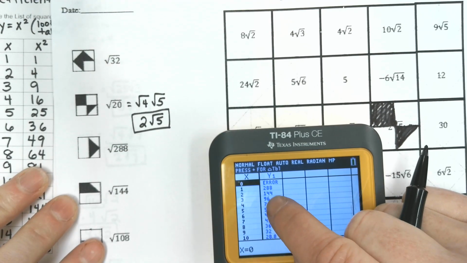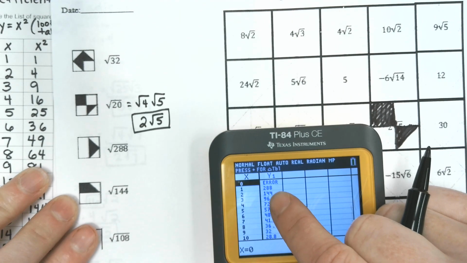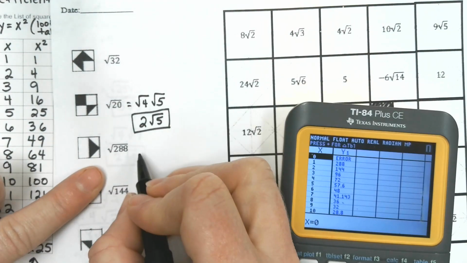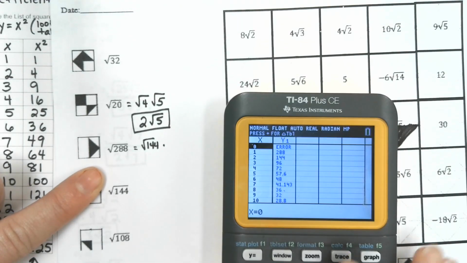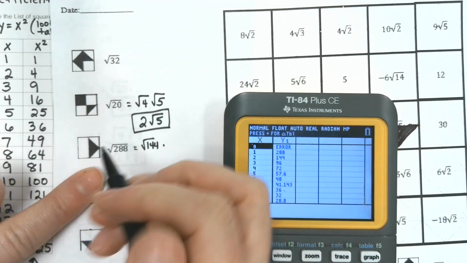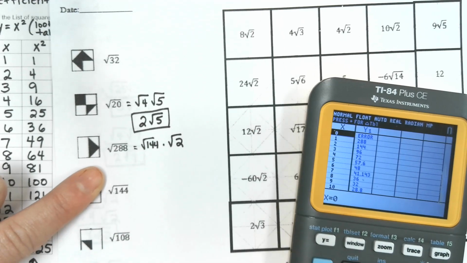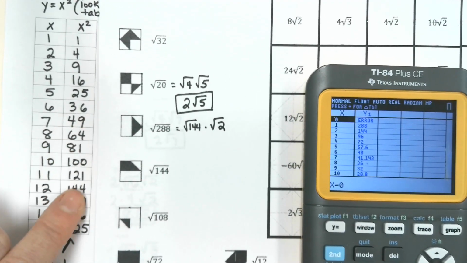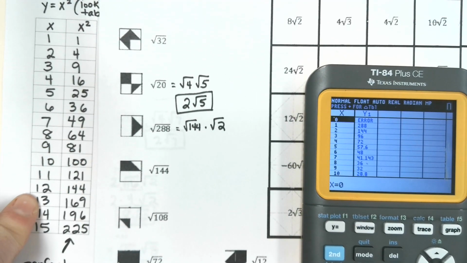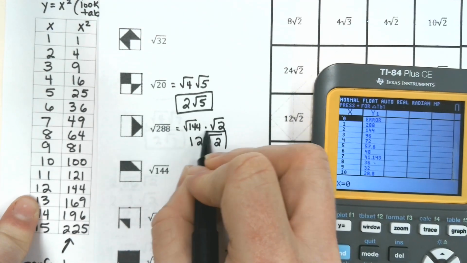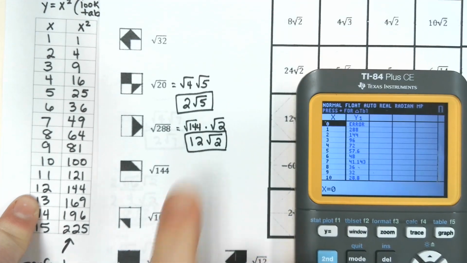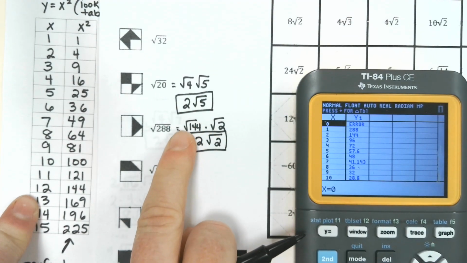So take the largest perfect square. So in this case, it's 144. So we would write this as square root of 144 times 2. And what's the square root of 144? It's 12. So this is 12 square root of 2. Once you take the square root, you no longer have the radical.